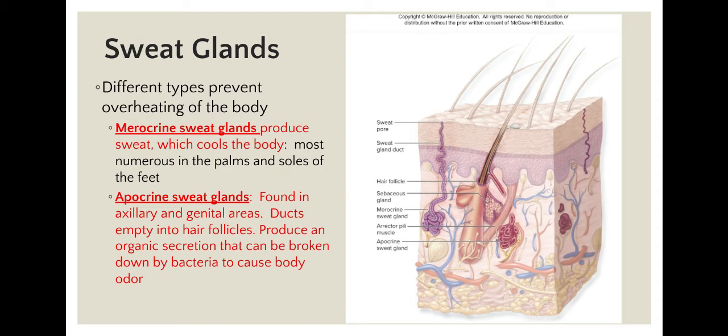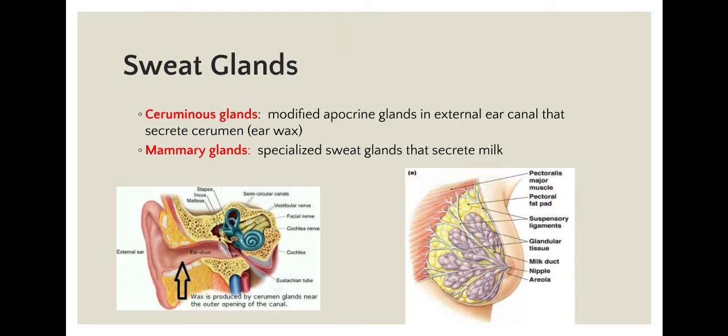Then there are the apocrine sweat glands, which are found in your armpits and genital areas. Those empty onto hair follicles. And that is going to make this secretion that gets broken down by bacteria. And that's when you have sweat that has an odor to it. It's not your sweat necessarily that has that odor, it's the bacteria breaking it down. But those are the types of sweat glands that produce that odor-causing sweat. Sort of a modified sweat gland, I guess you can call it.